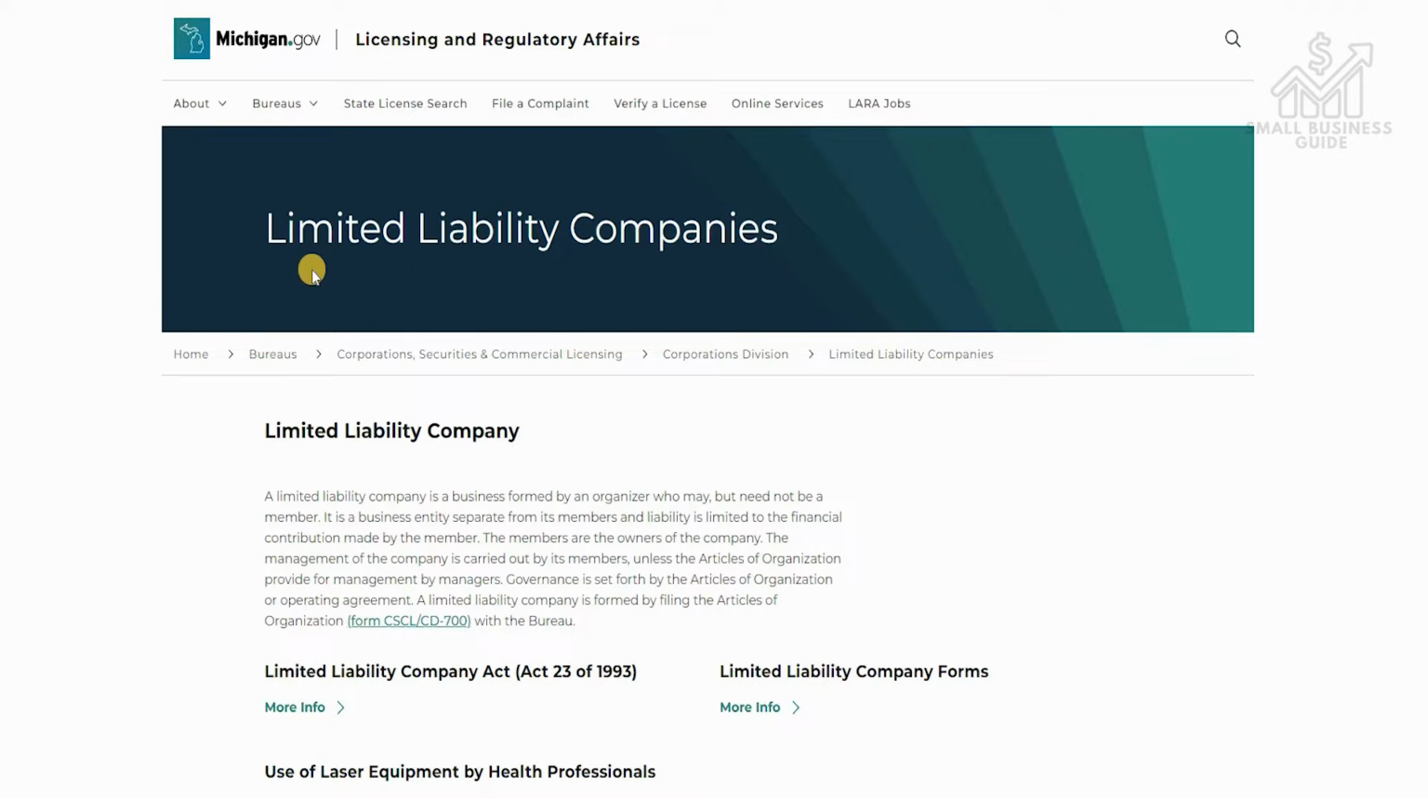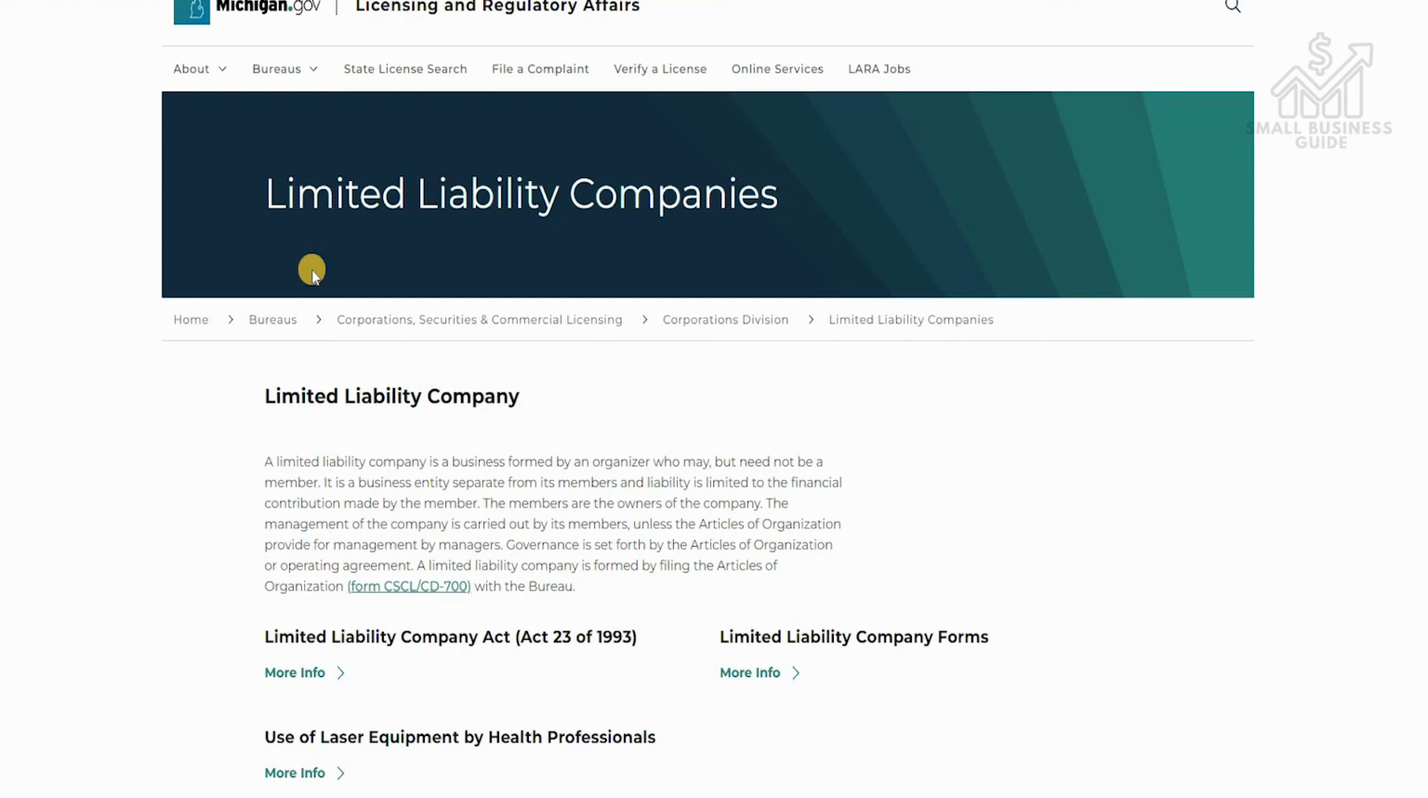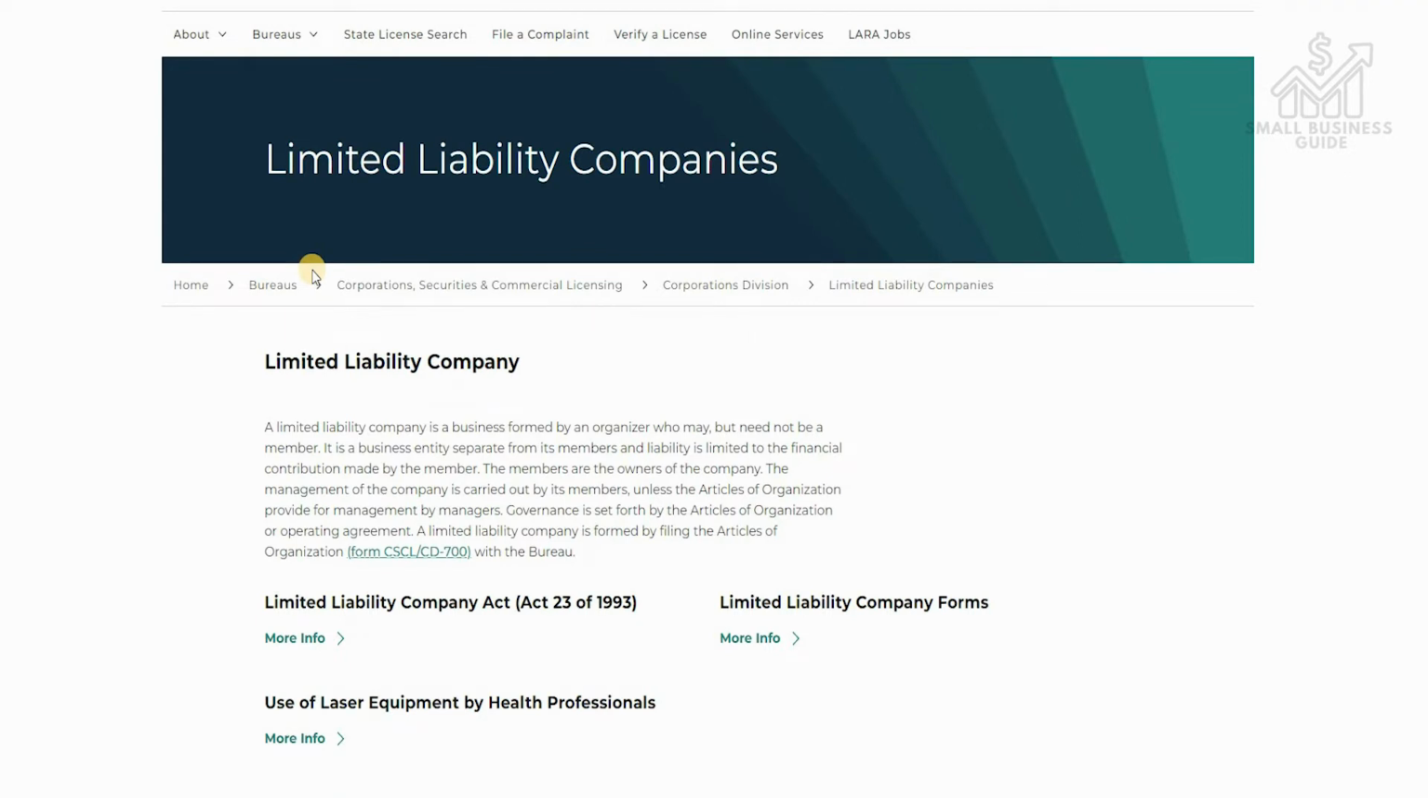This is the official state website, which gives you a complete breakdown of exactly what is required for you to set up a limited liability company and what information you actually require to understand, so you don't miss any of the things that are required.